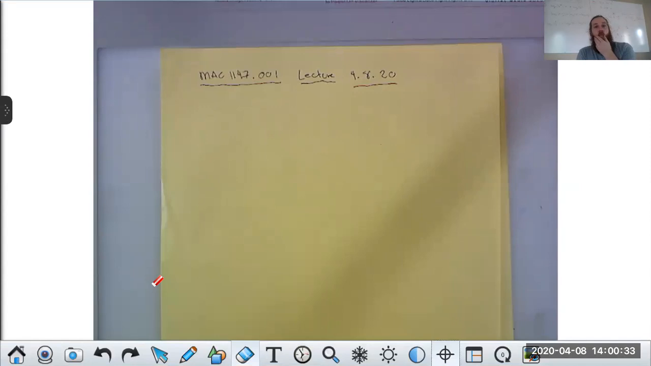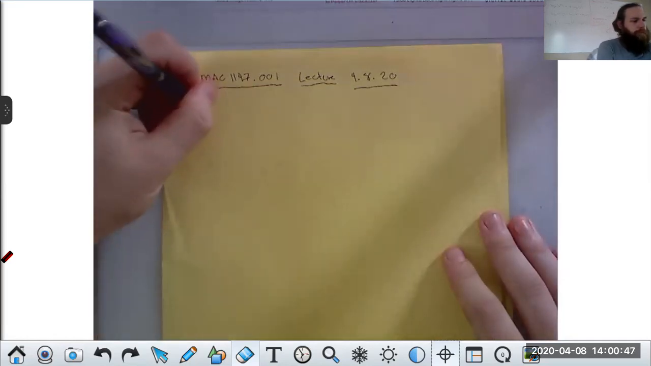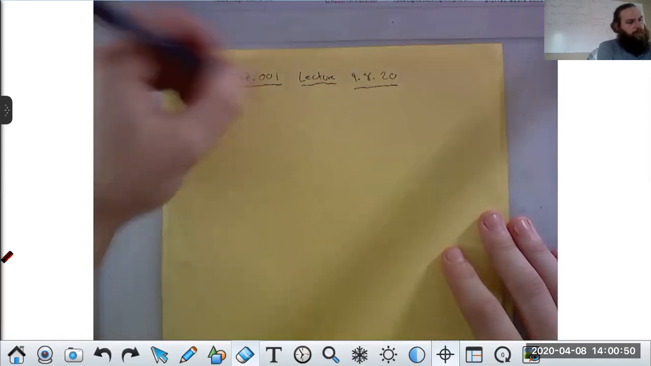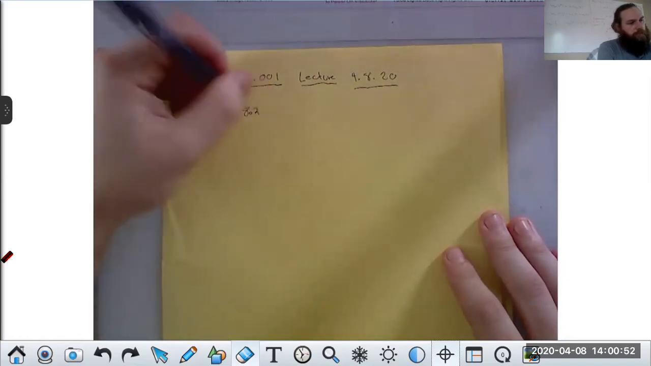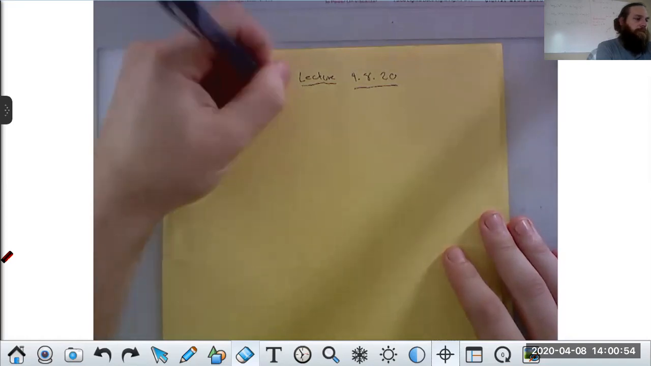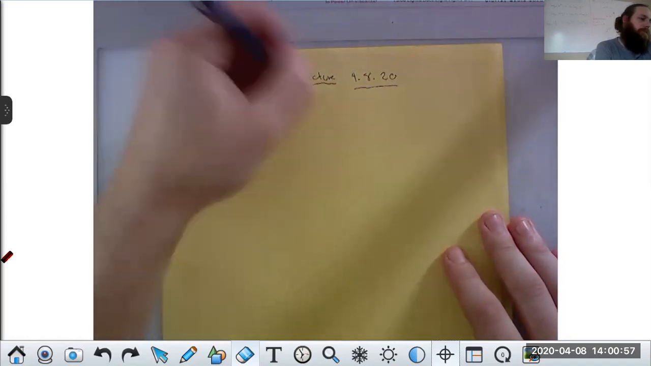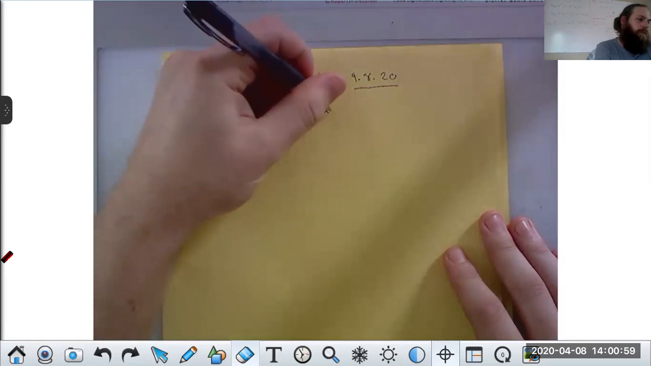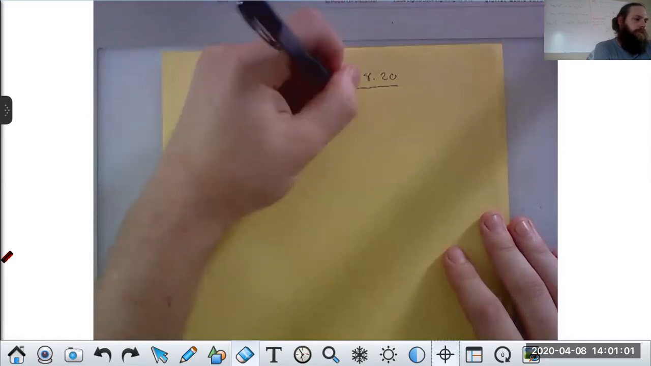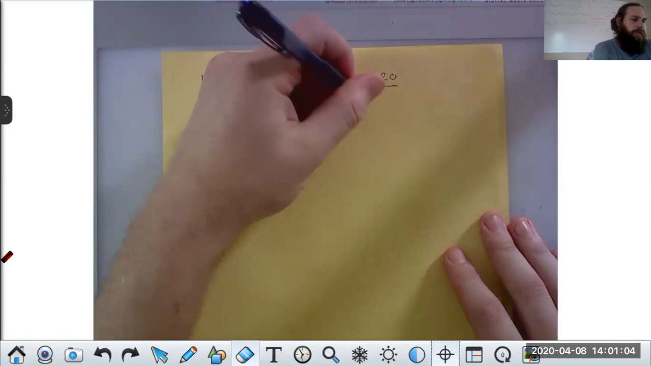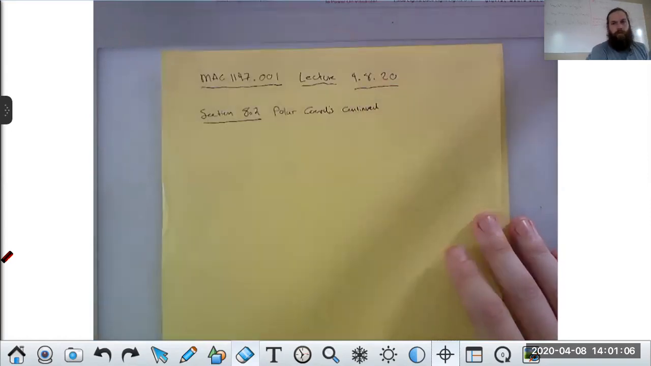All right. Okay, so today we're going to talk more about polar coordinates. And then if there's time, we're also going to introduce this idea of a parametric curve. So we're still in section 8.2. And we're going to stay here for a little bit.